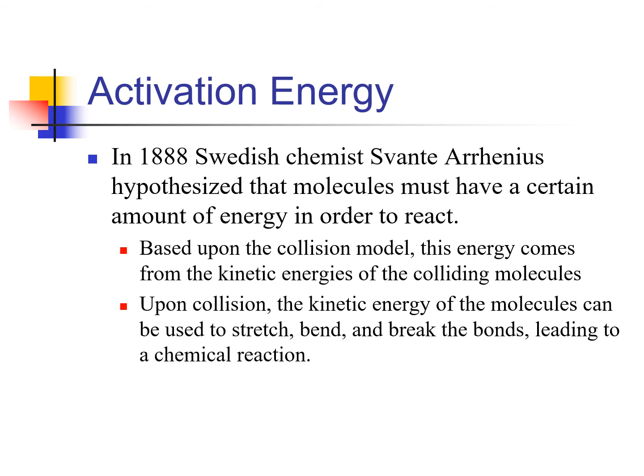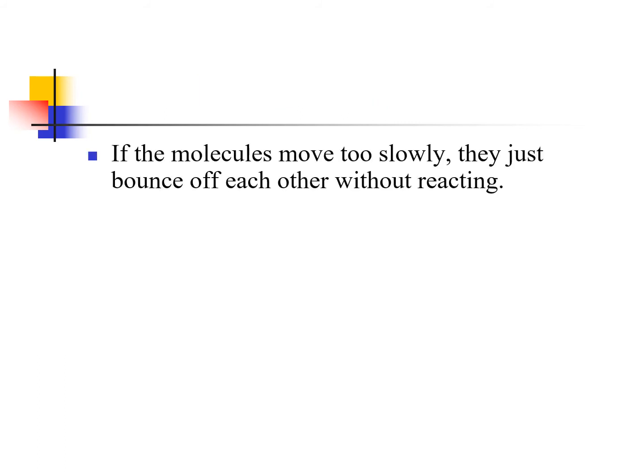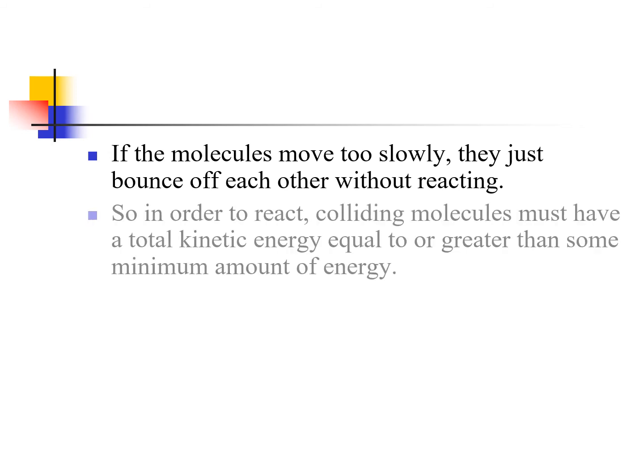Now, upon that collision, the kinetic energy of the molecules can be used to stretch, bend, even break chemical bonds, allowing us to have the chemical reaction that we need. But if the molecules are moving too slowly with not enough energy, they'll just bounce off of each other without reacting. Think of it like bumper cars. Bumper cars move at a slow speed. They can collide with each other without permanently deforming. If they're moving fast enough, that's not the same.